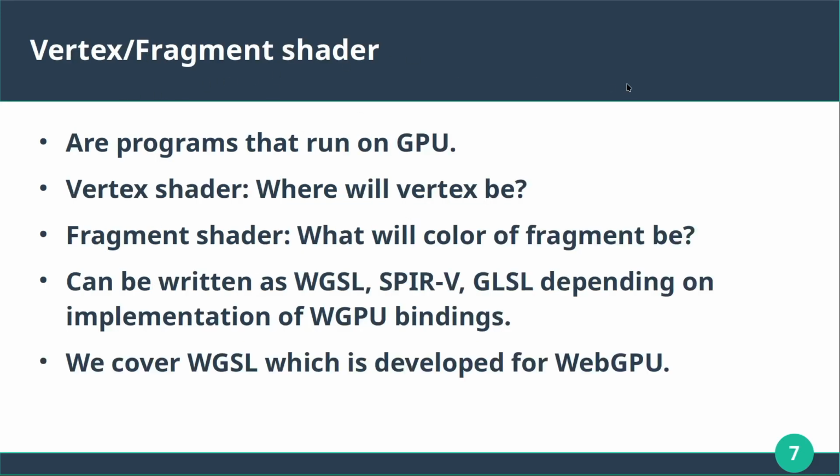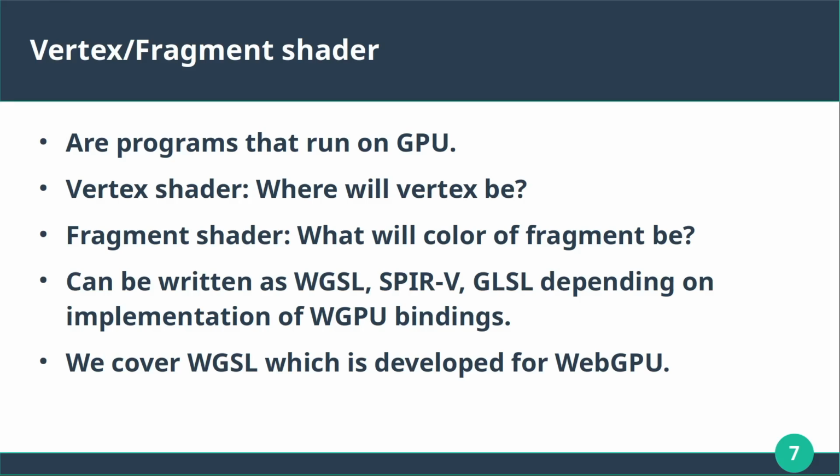And then this vertex and fragment shader, I just wanted to give a bit more explanation on that. Those are the actual programs, right? Your code that will run on the GPU. They're very specific, right? They do one thing and they do it very well. The vertex shader answers where the vertex will be, where our objects will be on the screen, and the fragment shader answers what the color of them will be.